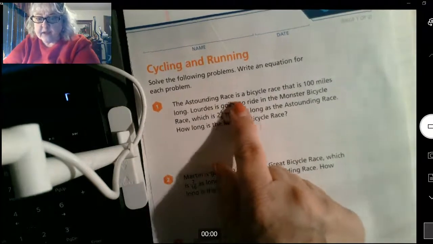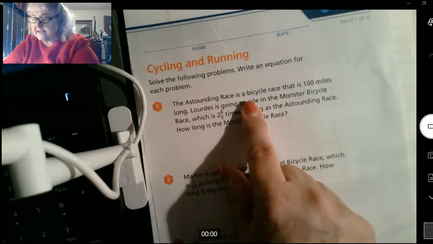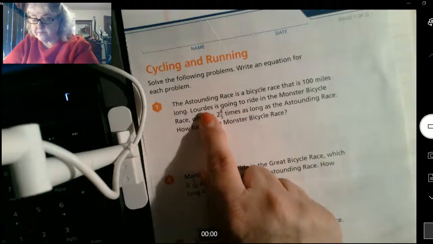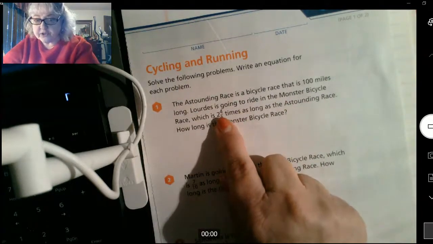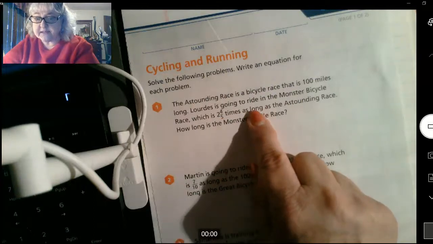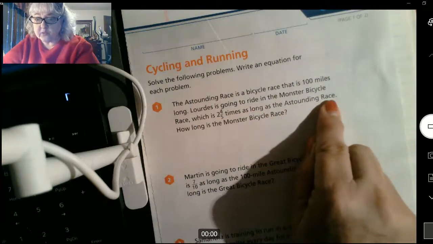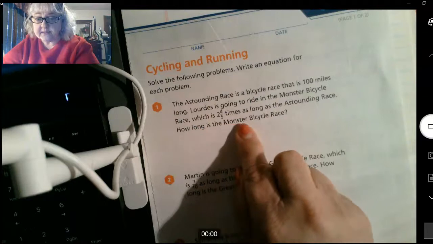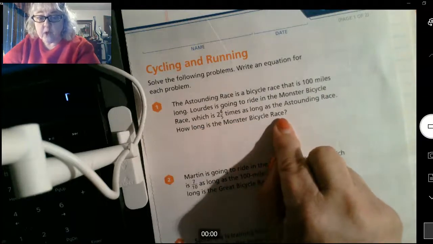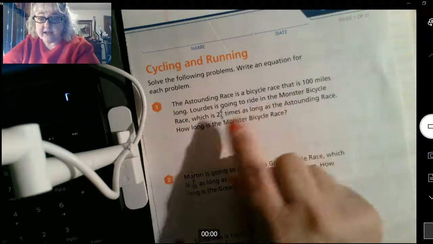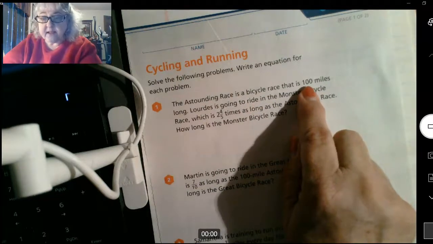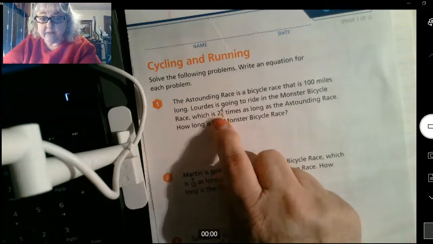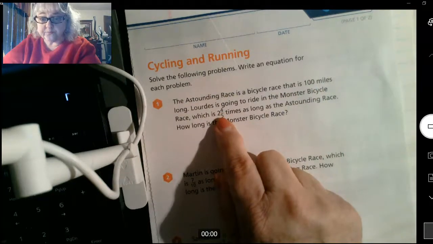The Astounding Race is a bicycle race that is 100 miles long. Lourdes is going to ride in the Monster Bicycle Race, which is 2 4/5 times as long as the Astounding Race. How long is the Monster Bicycle Race? Well, first I'm thinking I know that my answer is going to be more than 100 because thinking about yesterday's lesson, I'm multiplying it by more than one whole.